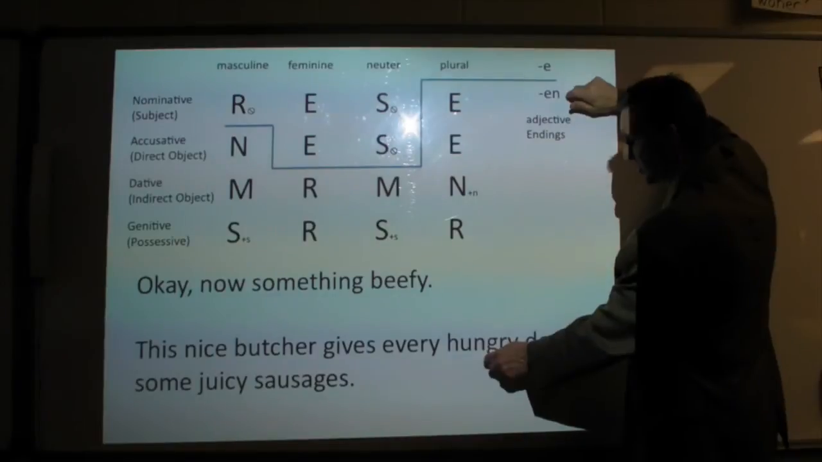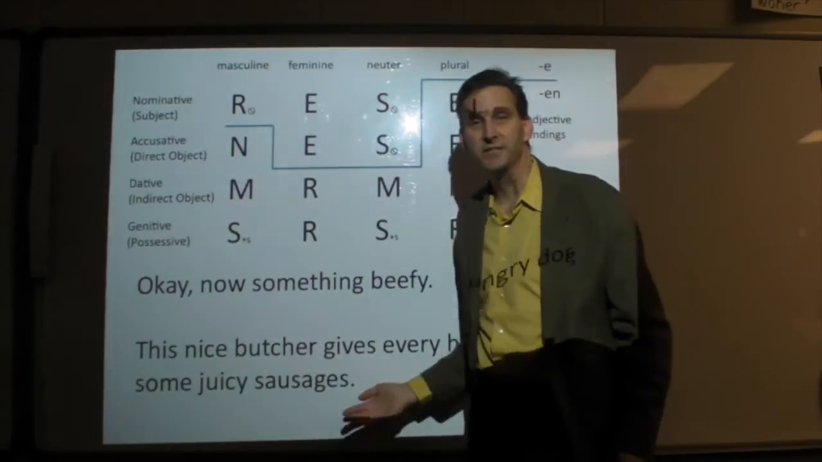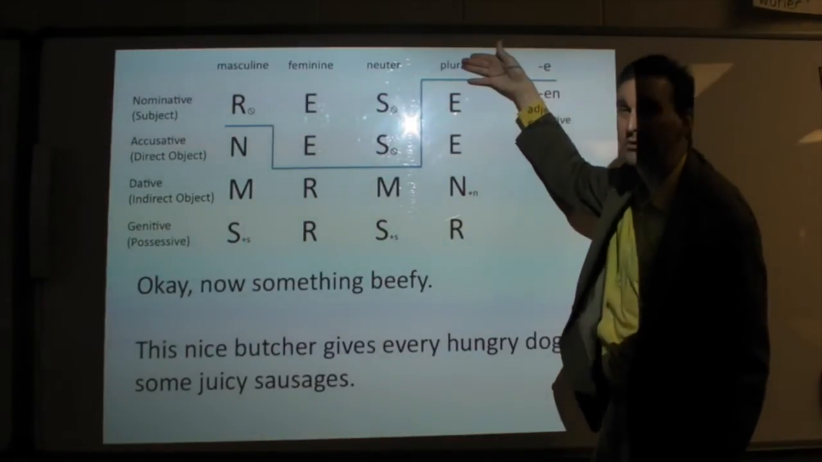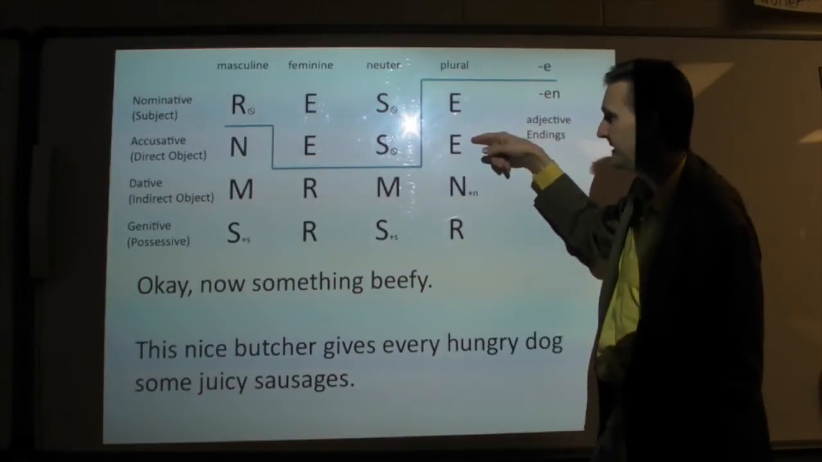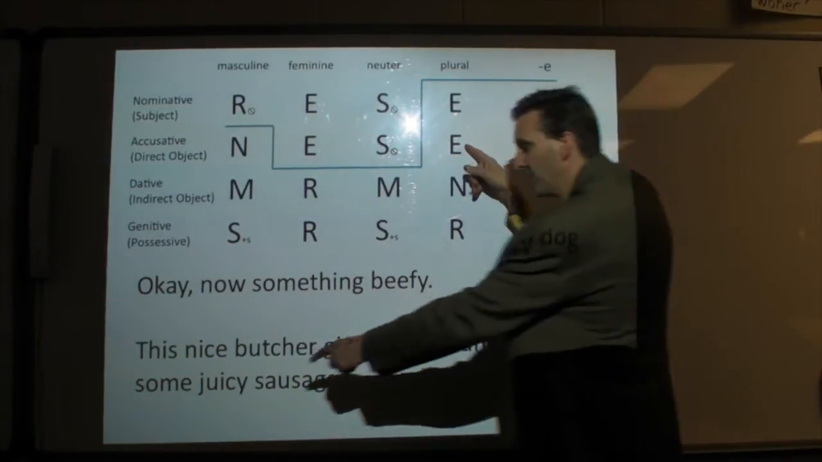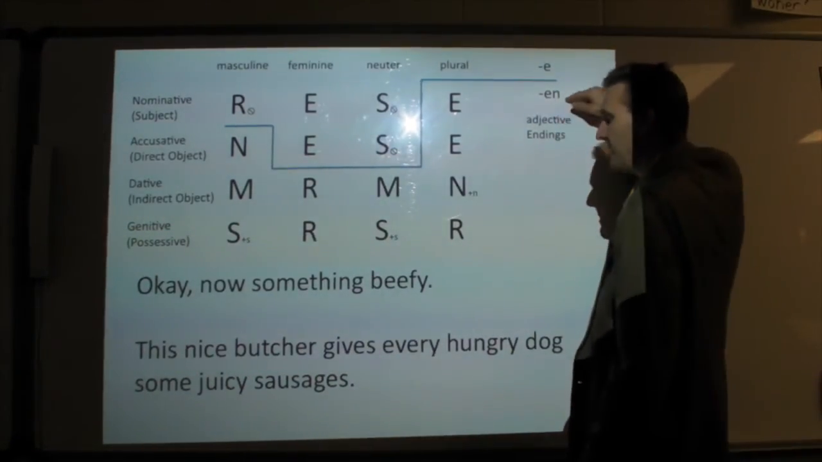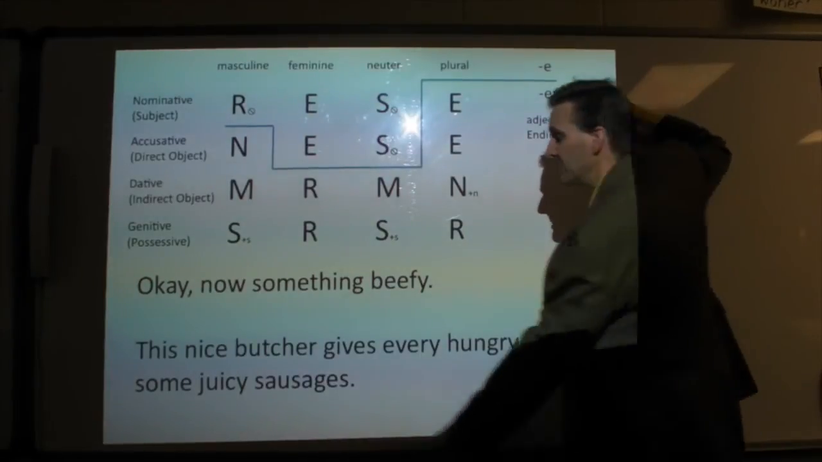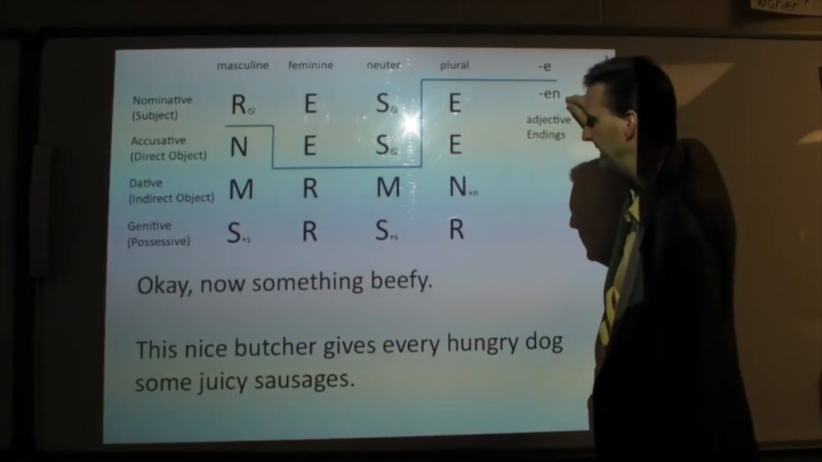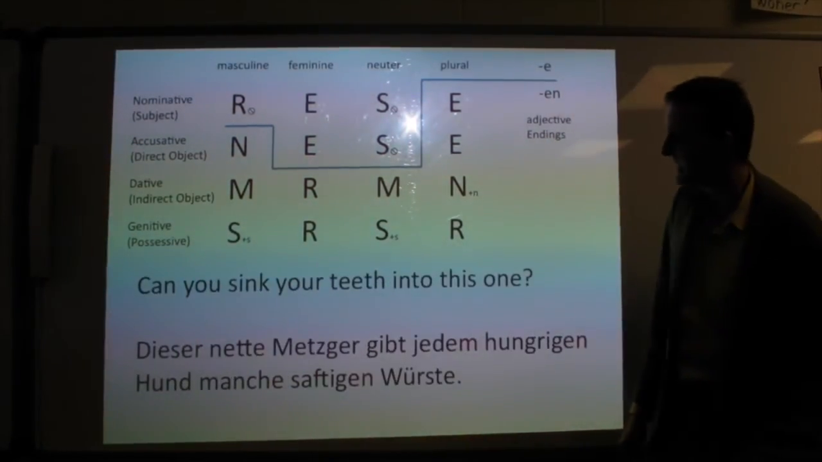Hungrigen, hungrigen, Hund, and then some juicy sausages. Okay, that will be over here. Sausages plural. We know that, and it's the direct object. Okay, so some is going to be manche. Then we ask, is it above or below the line? It's below the line. So juicy, which is saftig, needs this en. Saftigen Würste. Wow, that's really quite a sentence to get.